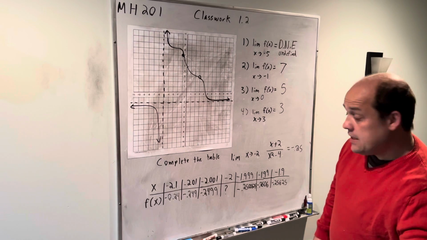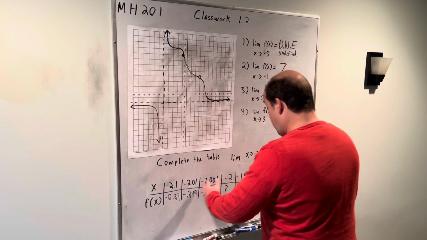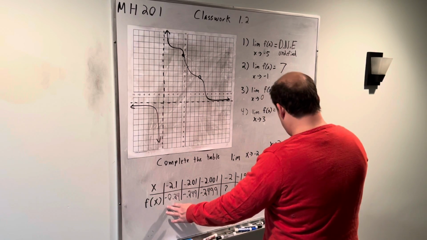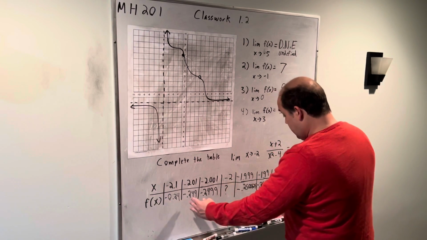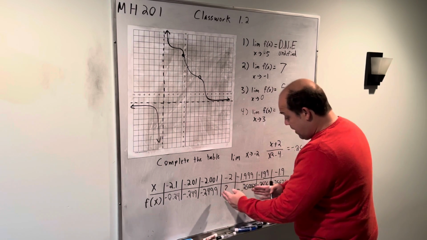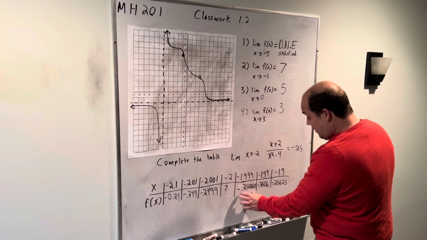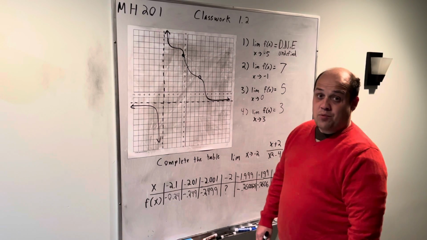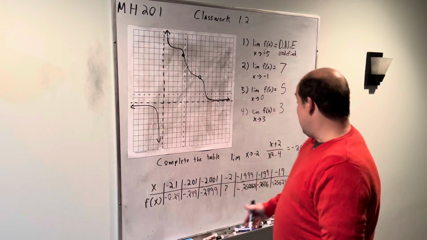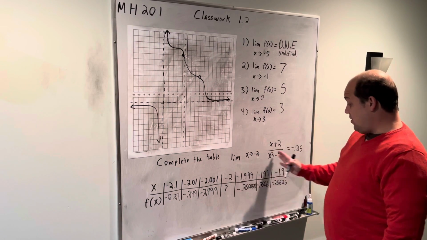Basically what you see is, as I get further from -2, it gets further from my limit, but the closer I get, and if I kept going out more and more decimals, this would get really close to negative 0.25 without actually getting there. This is the correct answer to this question.